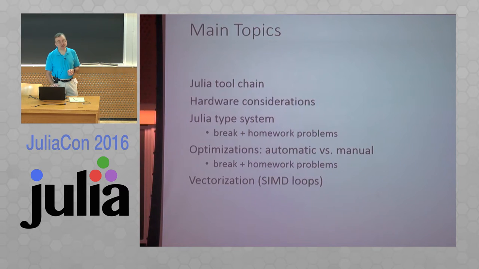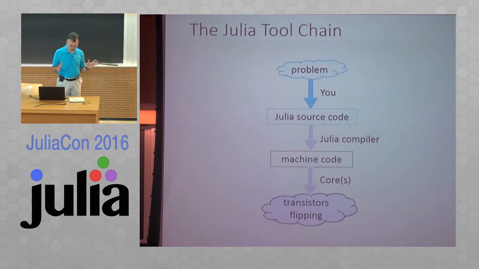where vectorization means two things in the Julia community. Unfortunately, it means two things. One is writing Fortran 90 style code, where you're operating on arrays at a time. And the other is the older usage from Fortran, which means the code is converted into a form that's amenable to single instruction multiple data hardware.